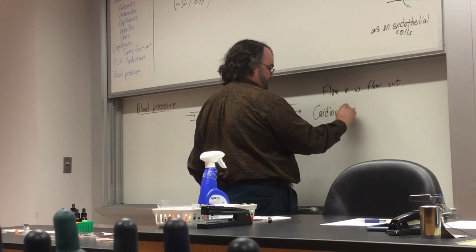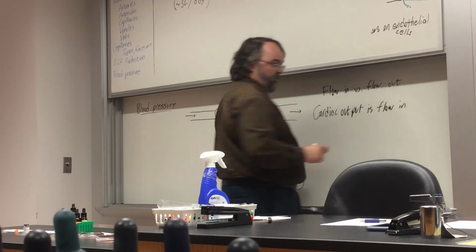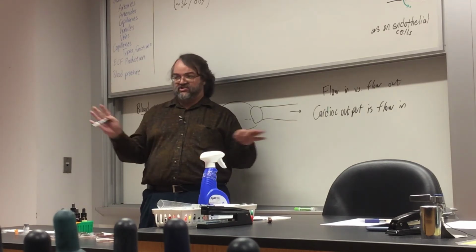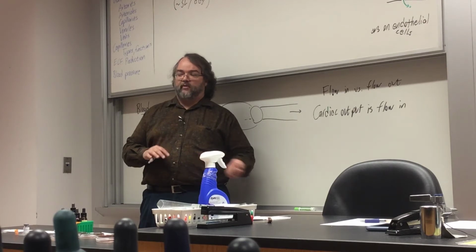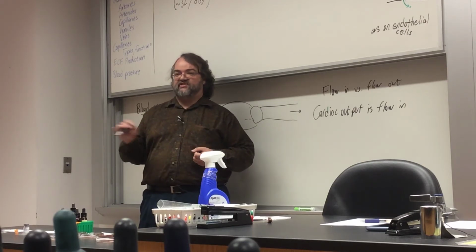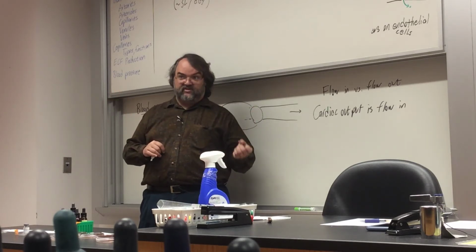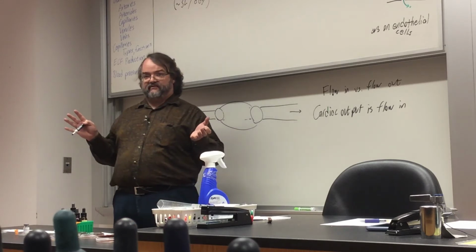Cardiac output is flow in for the arteries. So if I don't change anything else and I increase my cardiac output, what happens to my arterial pressure? More blood flowing into the arteries, no change in the amount that can leave. Pressure should go up. If I decrease cardiac output, pressure should fall. So that part is simple enough.